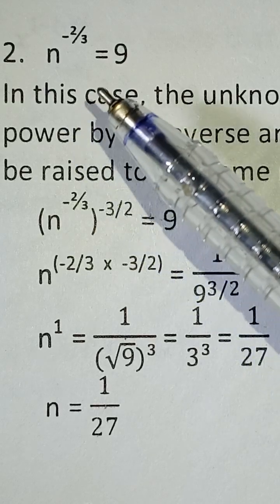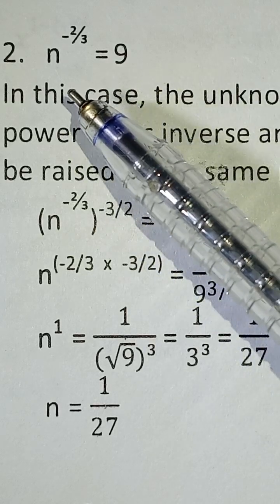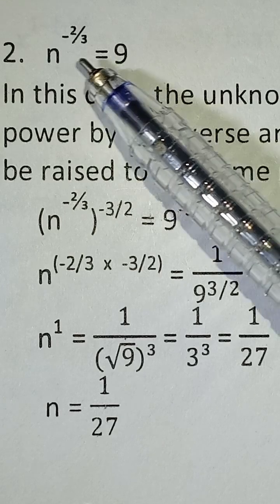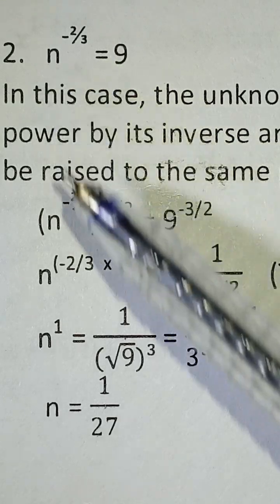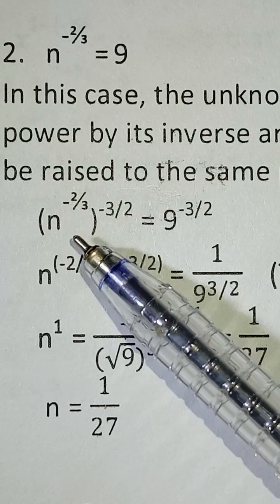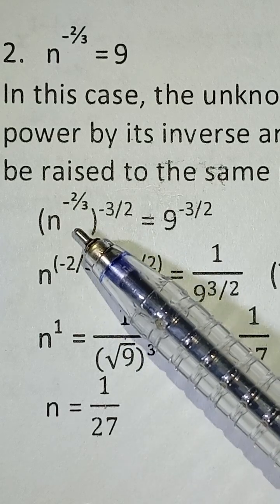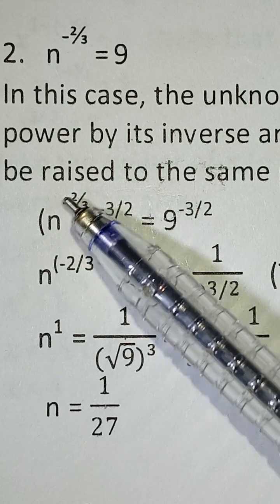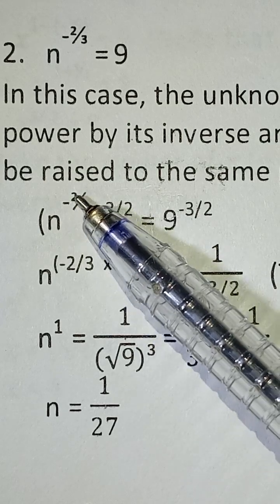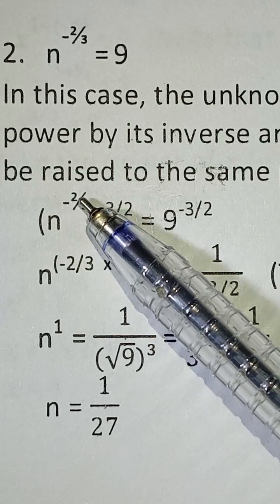All right, let's look at how to solve this question now. What we do here is to see how to make the power of n to become 1. In order to make the power of n to become 1, what we're going to do now is to take the inverse of this exponent. The inverse of this exponent of power is 3 over 2.